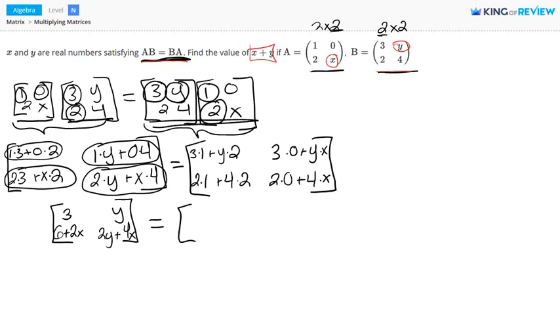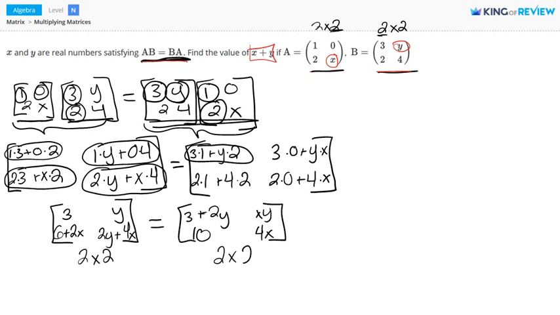When we simplify these entries, 3 times 1 plus y times 2 gives us 3 plus 2y. The next entry is 10. 3 times 0 plus y times x gives us xy. And the last entry, 2 times 0 plus 4 times x, gives us 4x. So now we're left with these two matrices. We have a 2 by 2 matrix, and this is equal to this 2 by 2 matrix.